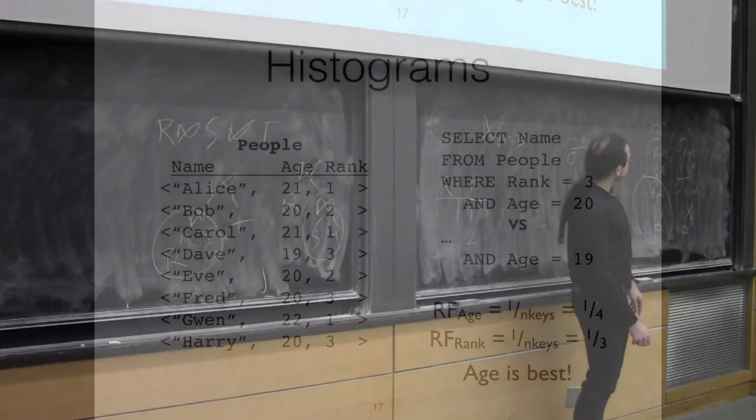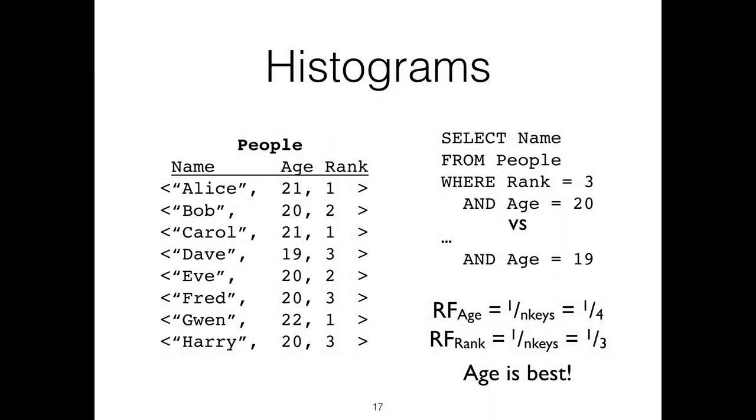So to answer the question, why don't you evaluate these together? Let's say we have an index on age and an index on rank. We can pick which index to use depending on this reduction factor. And in this particular case, we would expect that the index on age would help us out a lot more than the index on rank.